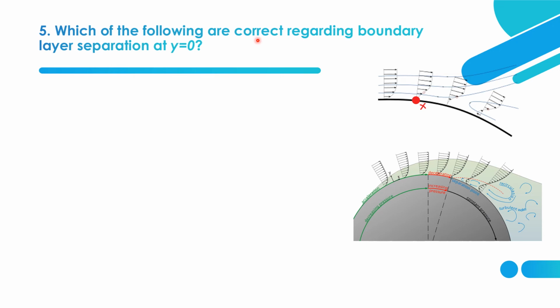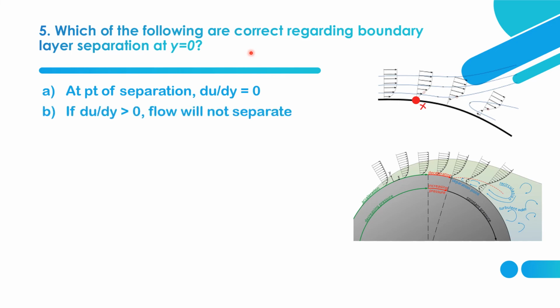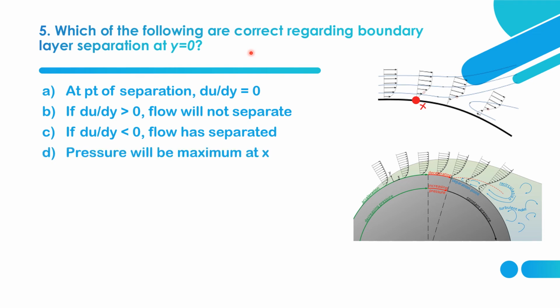Which of the following are correct regarding boundary layer separation at y is equal to 0? Option A, at point of separation, velocity gradient is 0. If the velocity gradient, that is du by dy, is greater than 0, then flow will not separate. If it is less than 0, flow has separated. That means flow has separated. Pressure will be maximum at x. So this is a point denoting.